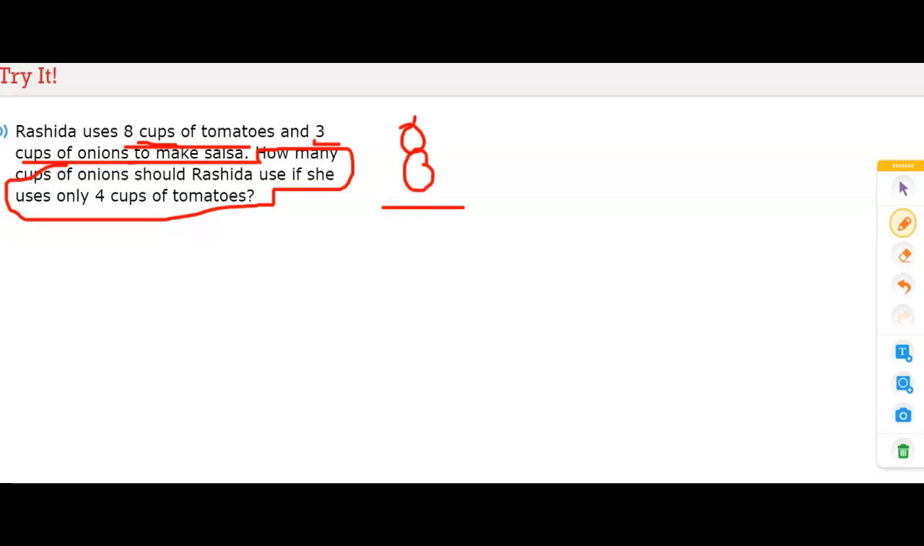The way I'm choosing is a fraction. So 8 cups of tomato, 3 cups of onions. It asks how many cups of onions should Rashida use if she uses only 4 cups of tomatoes. Well, I know if I divide, I can get a smaller number. And I need to see they want 4 cups of tomatoes. What do I need to divide 8 by to get 4 cups? I would have to divide by 2.